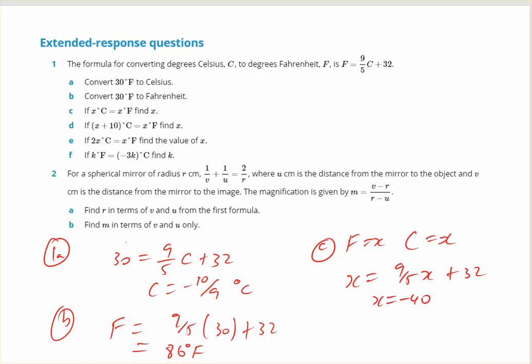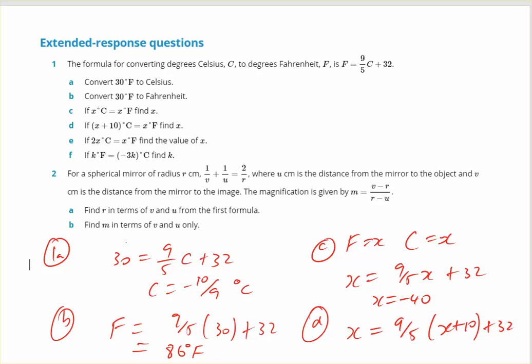For D, if x plus 10 degrees Celsius equals x degrees Fahrenheit, find x. For part D, a bit more complicated. Now, if Fahrenheit is x, then Celsius is x plus 10. So you're subbing in x plus 10 for the Celsius part, and you're solving the equation.